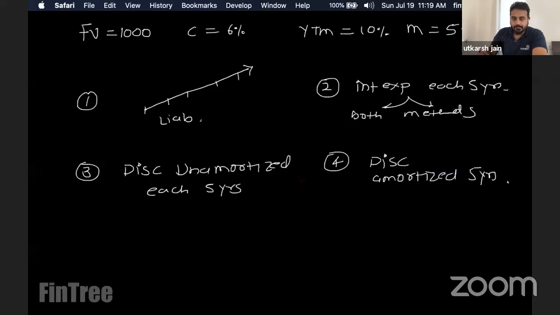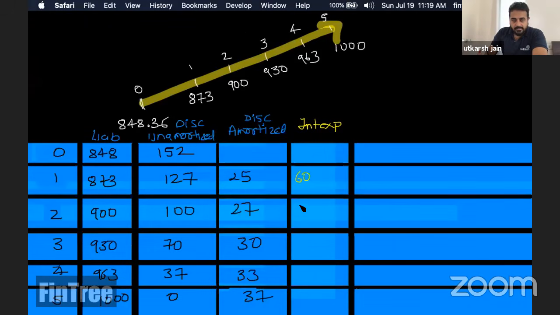No, coupon. What is the coupon we paid in year 1? So every year we are going to pay 60, 60, 60, 60, 60, plus the amount of discount which has been amortized: in the first year 25, second year 27, third year 30, then 33, and then 37. So this is your interest expense.